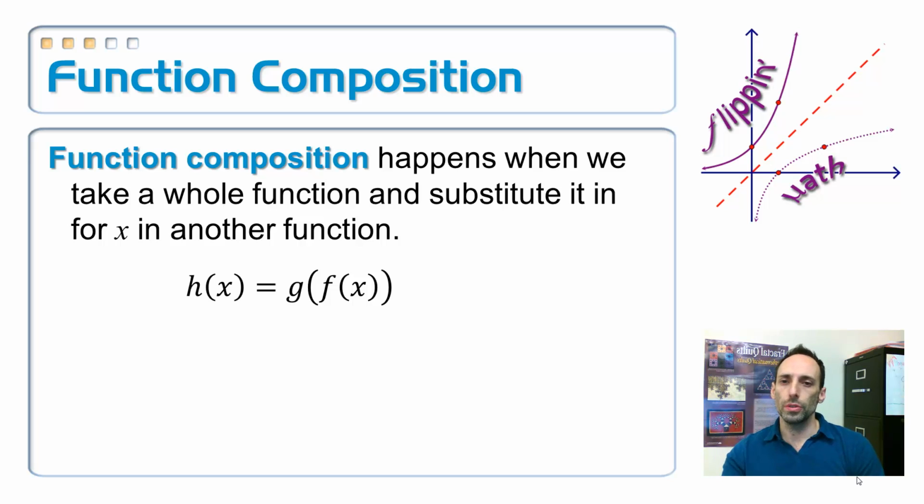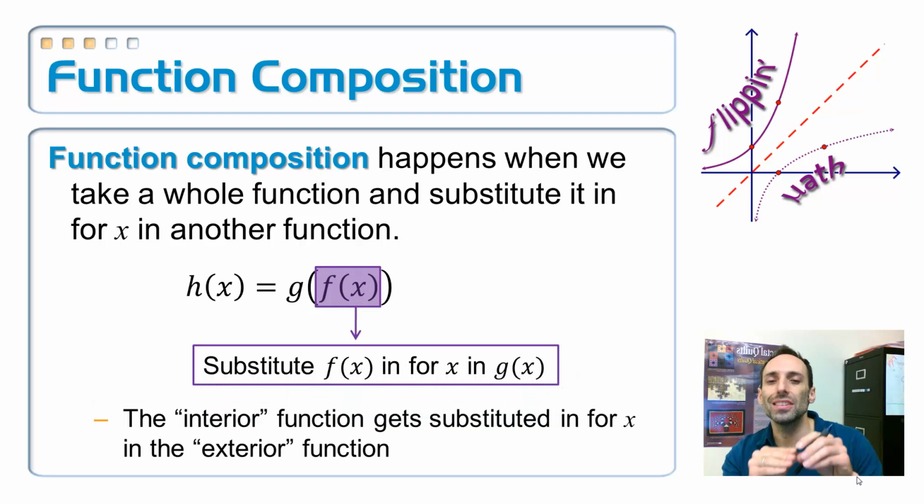This happens whenever you take one function and stick it in for x into another function. We've seen this before. Here's one of the notations: h of x, our new function, is equal to g of f of x. Here f of x is the interior function. It gets substituted in for x in the exterior function, which is g of x. So there's one notation.